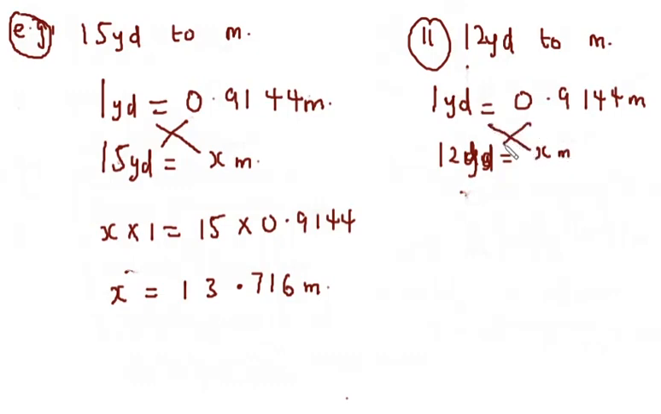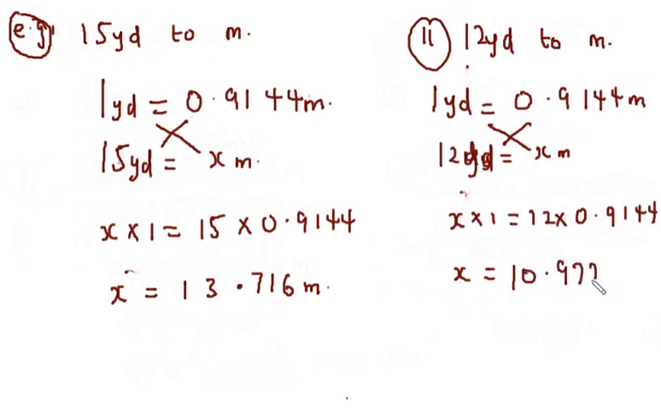So cross multiply. We know that x times 1 is equal to 12 times 0.9144. That x times 1 is equal to x, and this is equal to 12 times 0.9144, which is equal to 10.9728 meters.